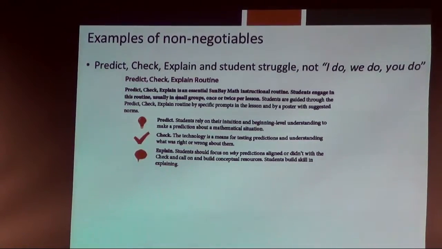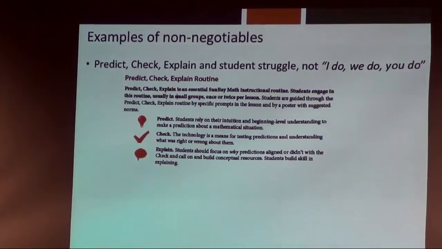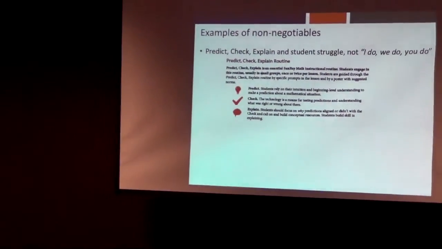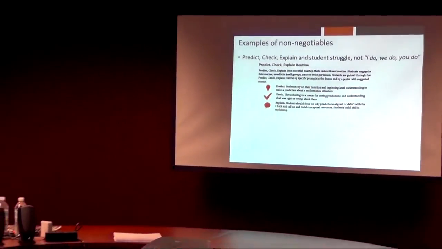And that's kind of the opposite, right? It's called the gradual release, right? We did not want teachers to model solving the problem, right? That's what I do, we do, you do means. I do, right? The teacher models solving the problem. Then we as a class go through and model the problem together, and then you all individually do it, right?